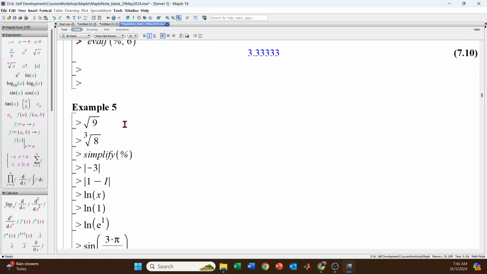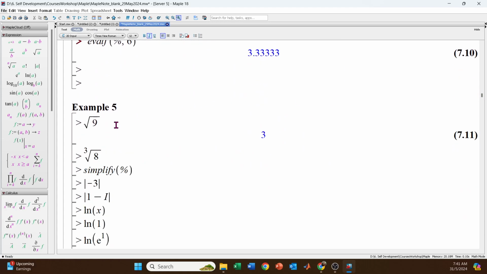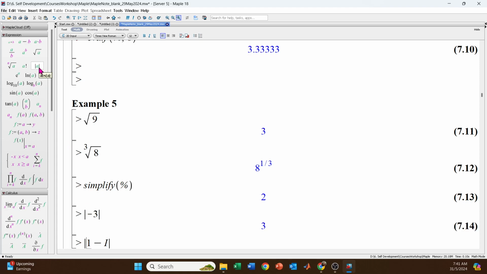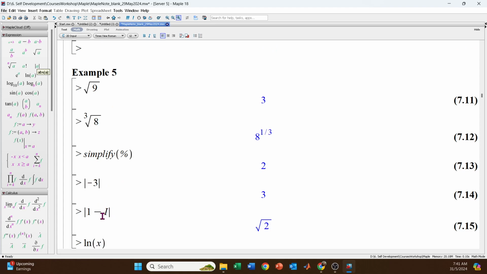Okay, the square root of 9 is 3. This one, it gives you the cube root, okay, cube root of 8, it gives you this form. So if you simplify, you get 2. This is absolute value, you click from this template here, absolute A, you get 3. Magnitude, also click from this template. Okay, capital I is an imaginary number.